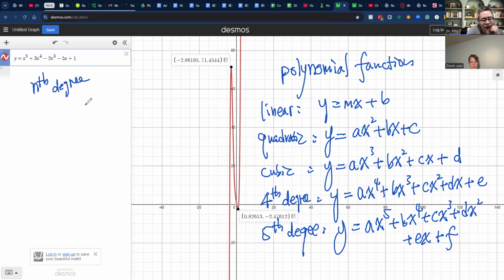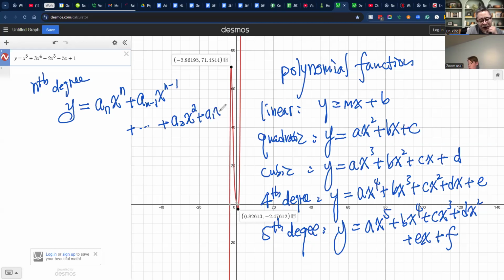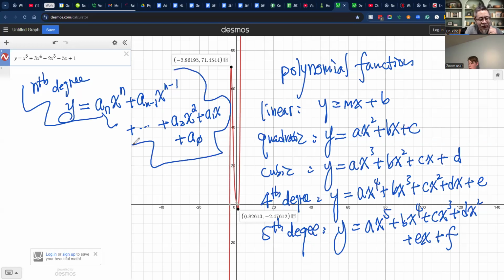Now, in mathematics, we're going to write it like this. Instead of A, B, C, D, we just say the first one is a_n, which goes with x to the n. Then the second one is a_(n-1), with x to the n minus 1. And eventually we get to a_2 x squared, a_1 x, and then a_0. Okay, so that is the general way of writing it.